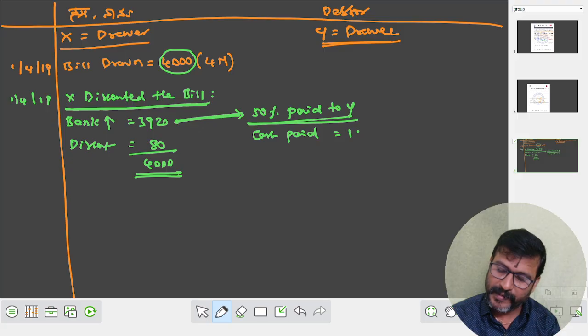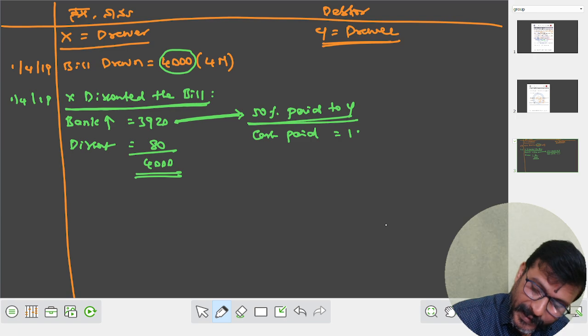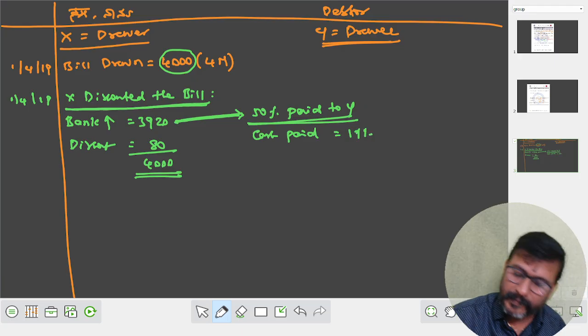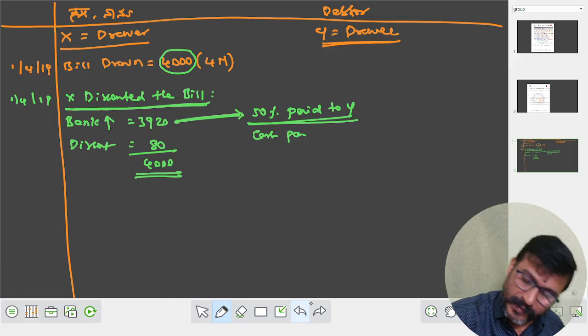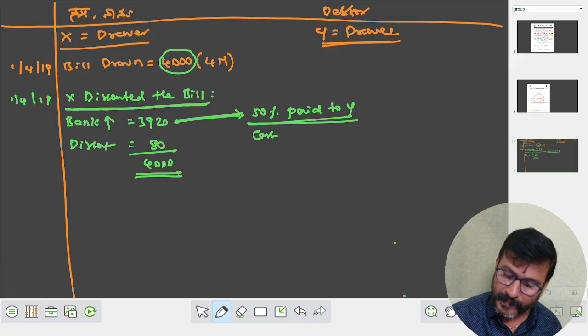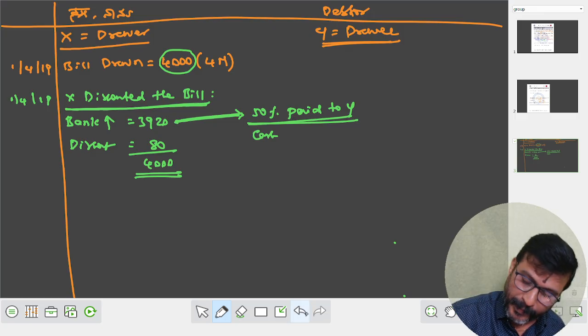Wait for a few seconds. It comes to rupees 1,960. Cash paid, 1,960.